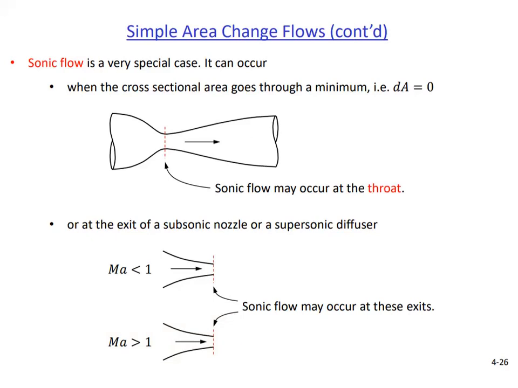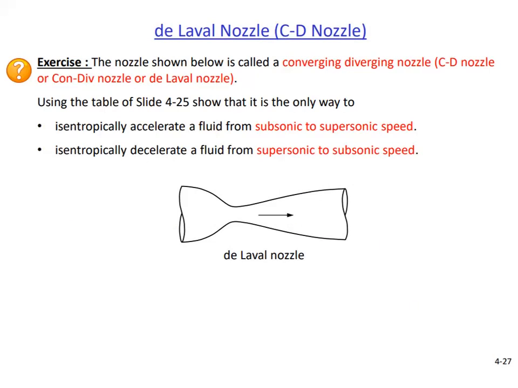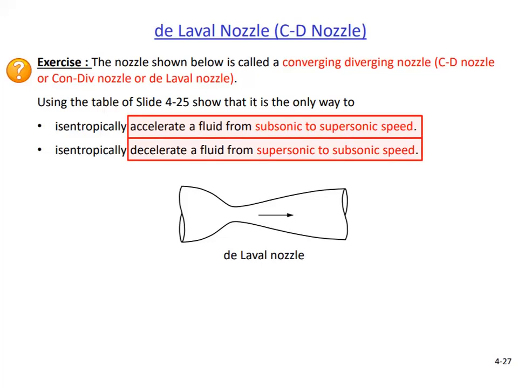But these are two extreme cases, and when we think of sonic flow inside a duct, we typically consider the throat of a converging-diverging duct, not these. The exercise in this slide is about the converging-diverging duct we have seen in the previous slide. It claims that this duct is the only device that can accelerate a gas from subsonic to supersonic speeds, or decelerate a gas from supersonic to subsonic speeds. This claim can be proved directly by looking at the table of slide 425.